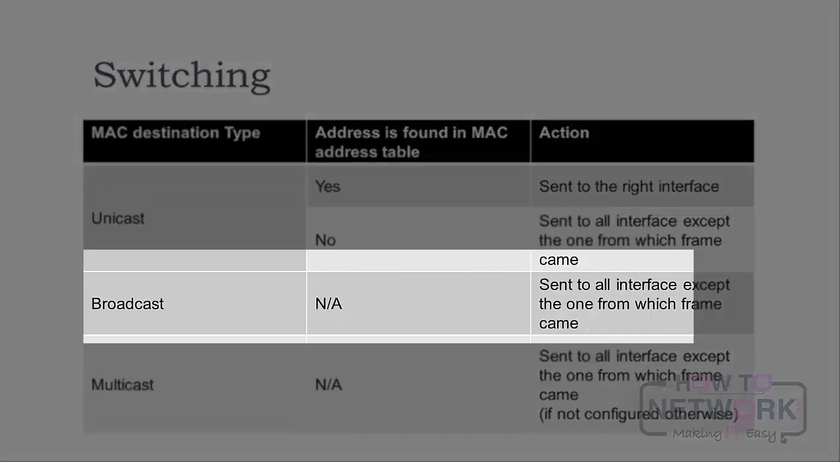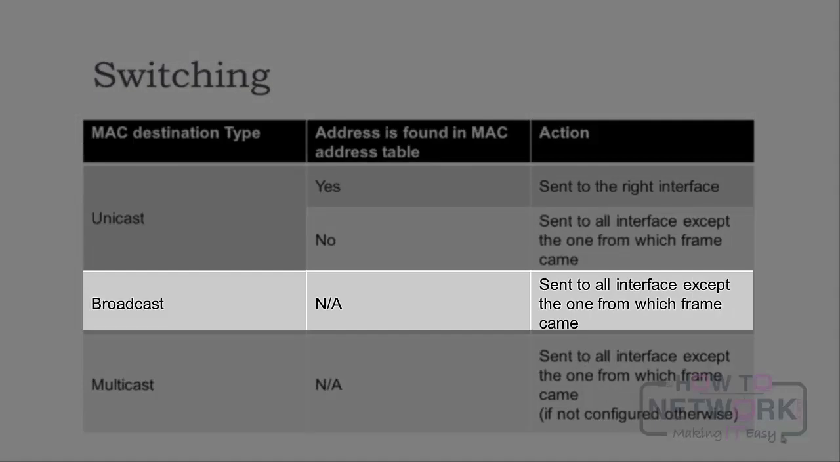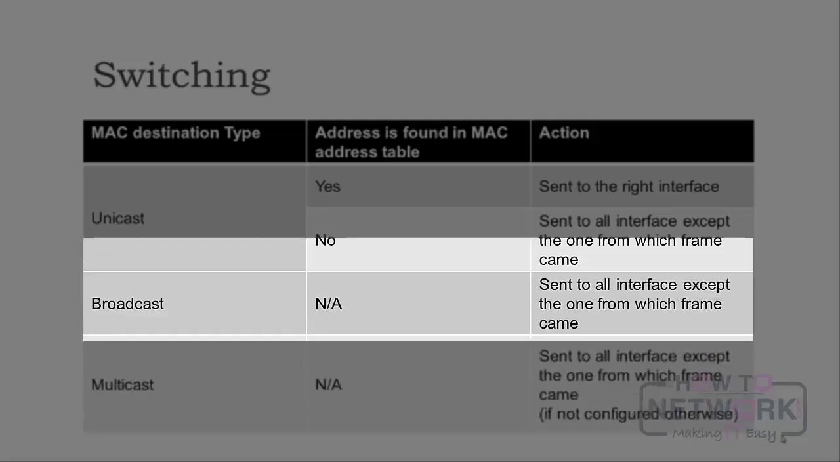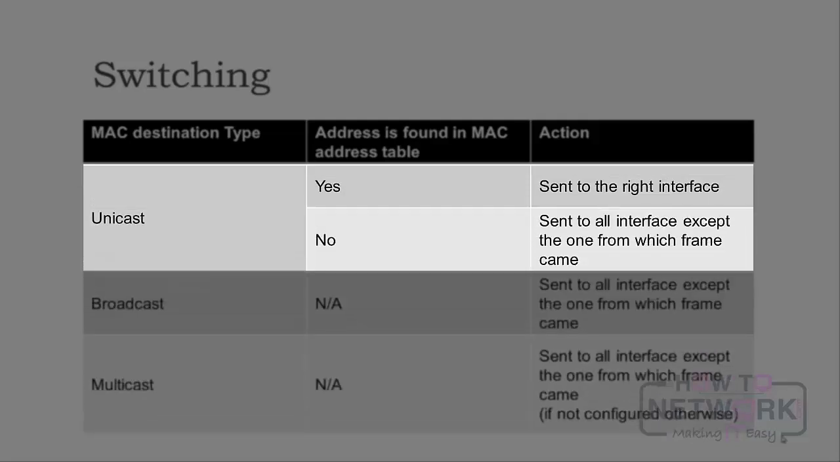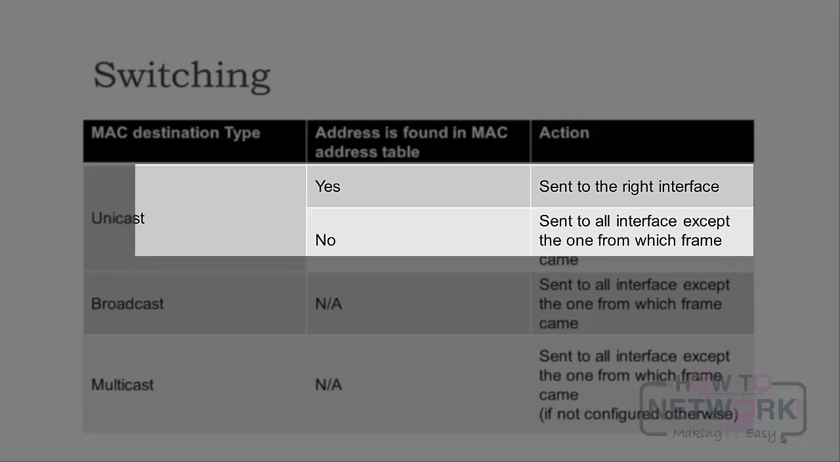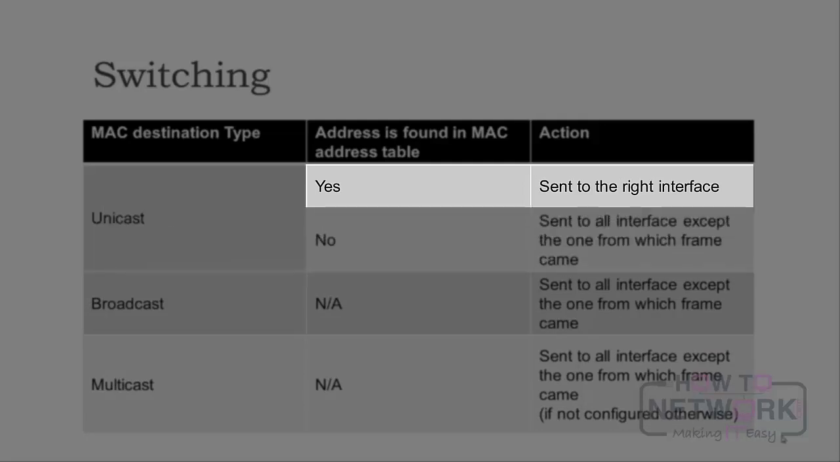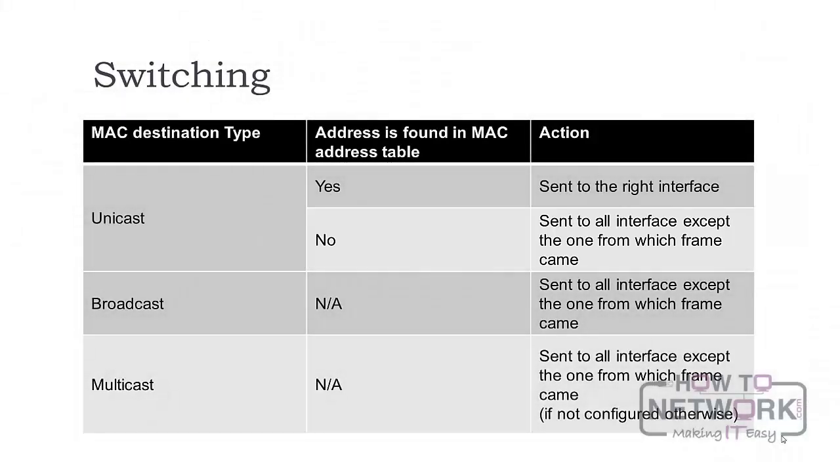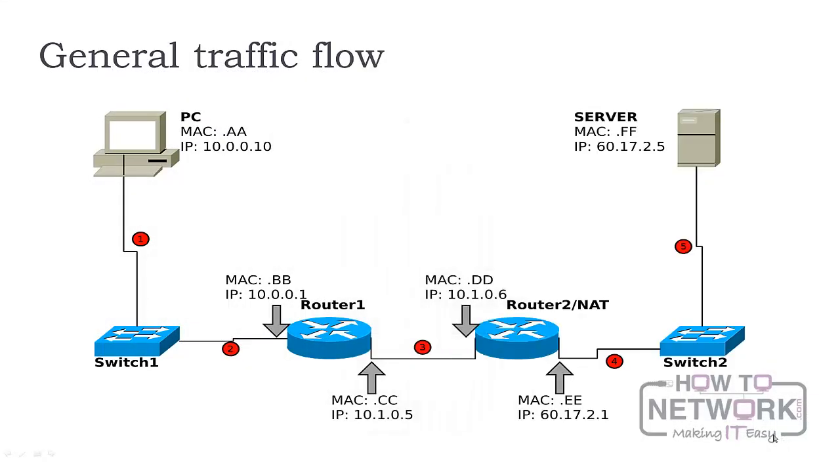Next, the switch looks at the destination MAC address. If it's a broadcast, it's sent to all other connected ports. The same is done for multicast addresses if it's not configured otherwise, and if it's a unicast address, the switch looks up its MAC table and sends it just to the right port if it's known. But if the MAC address isn't found, the switch acts as if it was a broadcast frame. Also, switches drop all packets with incorrect checksums.